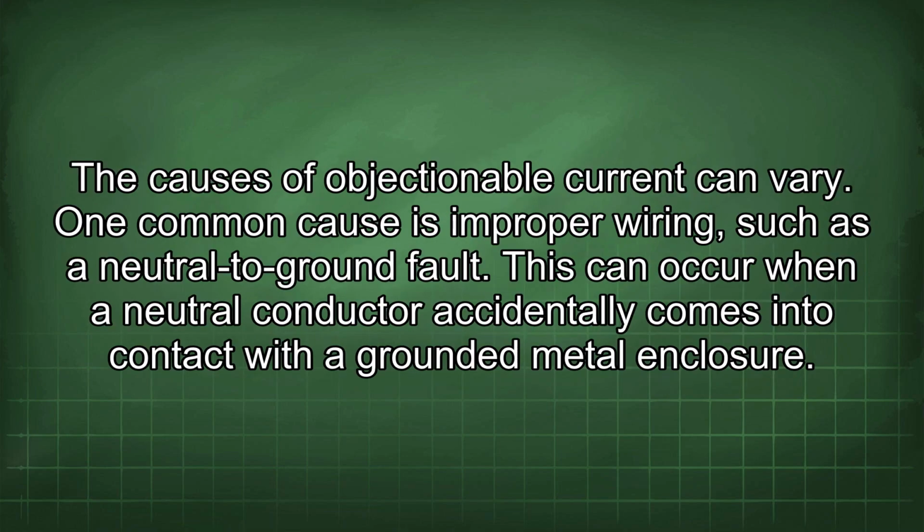The causes of objectionable current can vary. One common cause is improper wiring, such as a neutral-to-ground fault. This can occur when a neutral conductor accidentally comes into contact with a grounded metal enclosure.